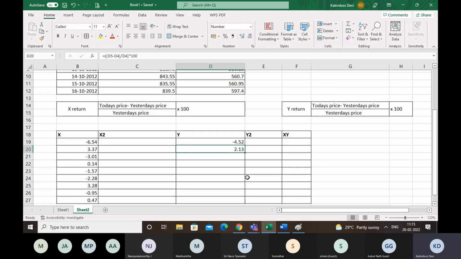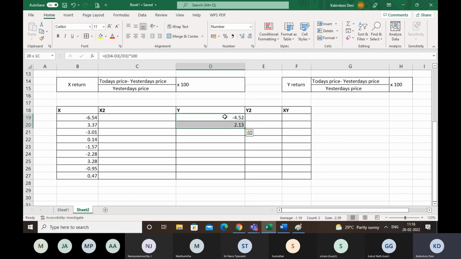Okay, so now what I do, I just drag it. So this saves my time. You can note down the values. Okay, so minus 4.52, 2.13, minus 3.96, minus 0.94, minus 1.71, minus 4.76, 8.00, minus 0.04, and 6.50. Have you noted down?